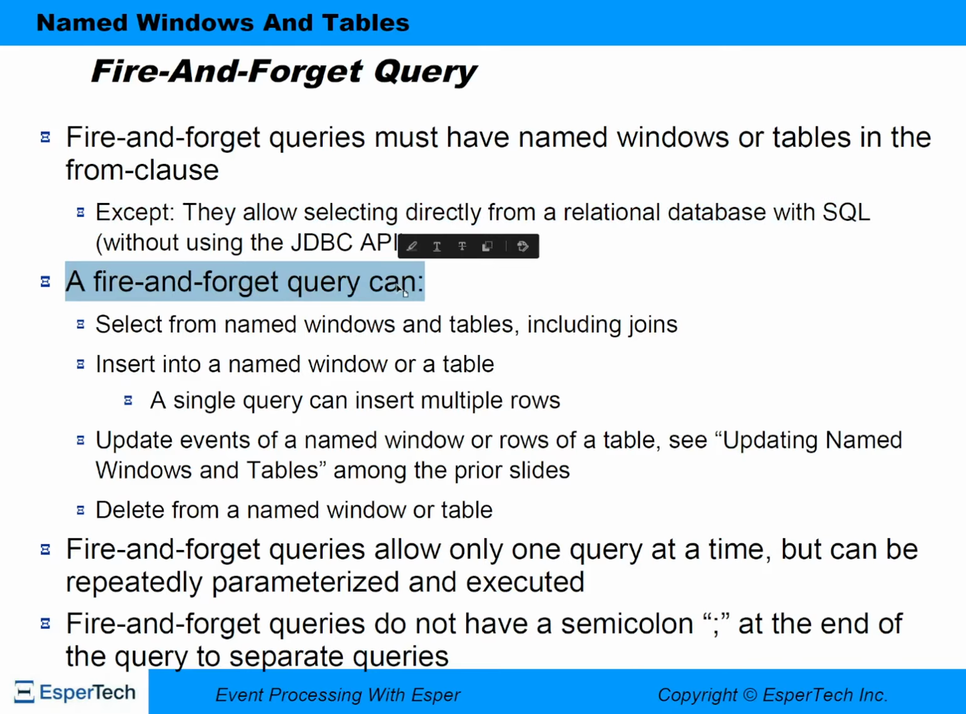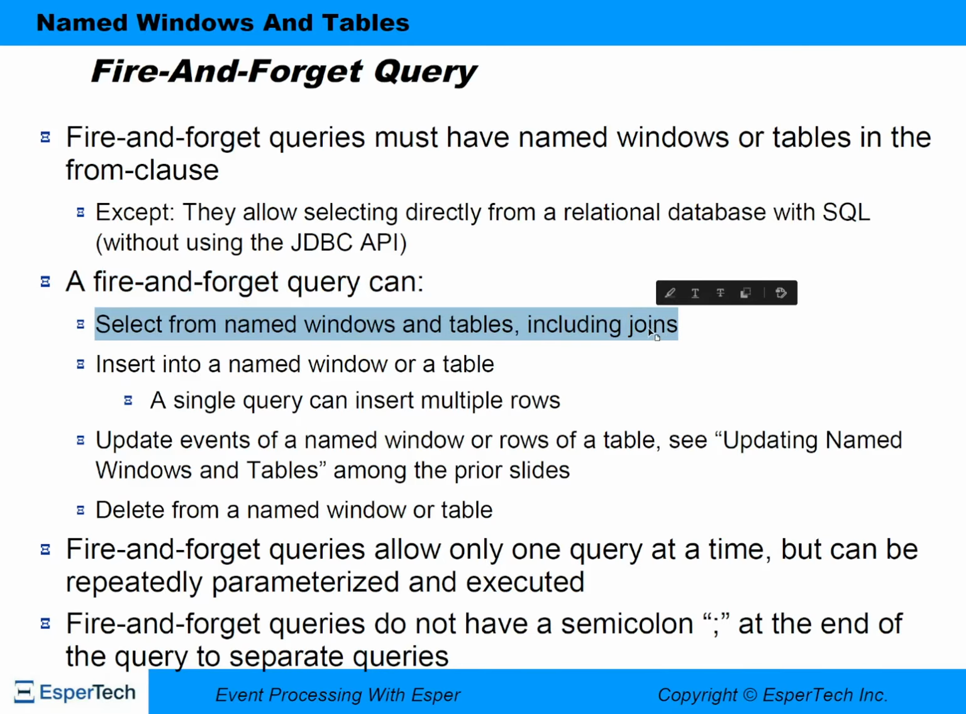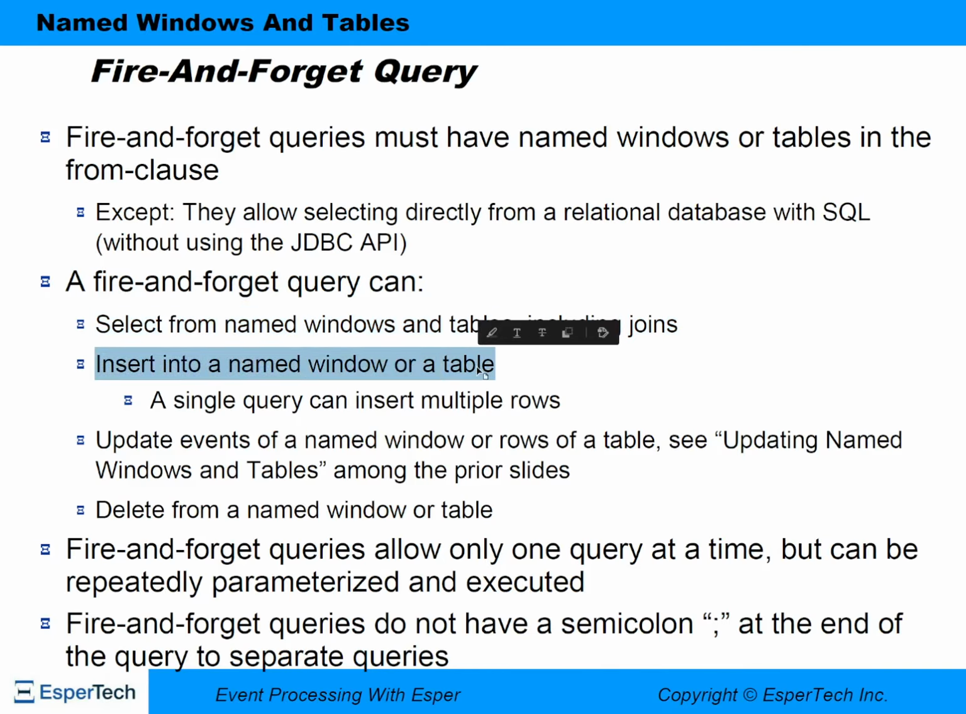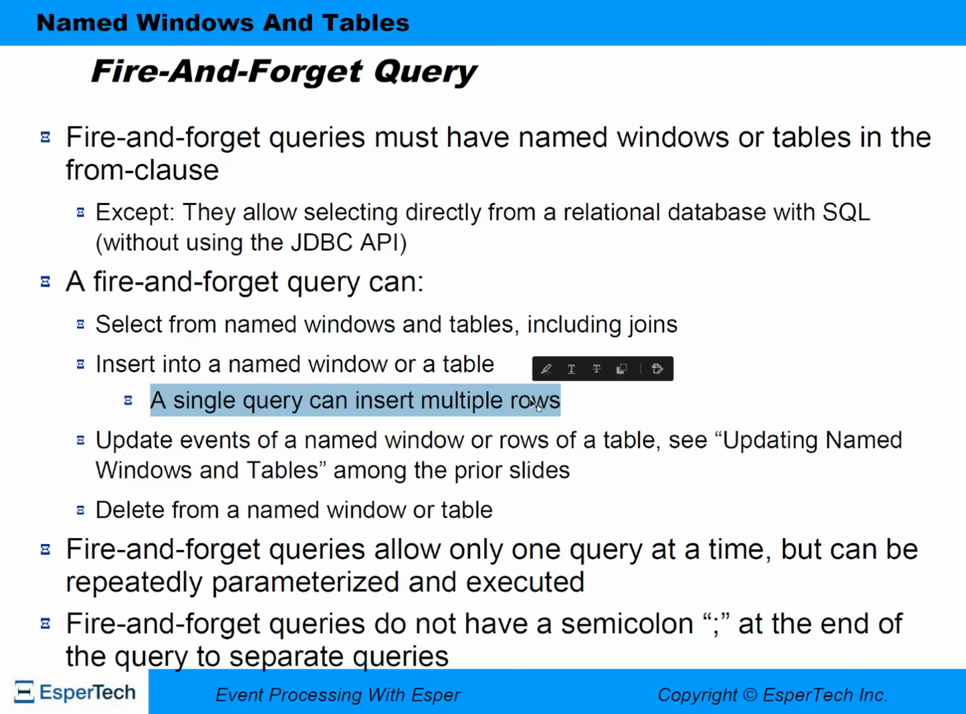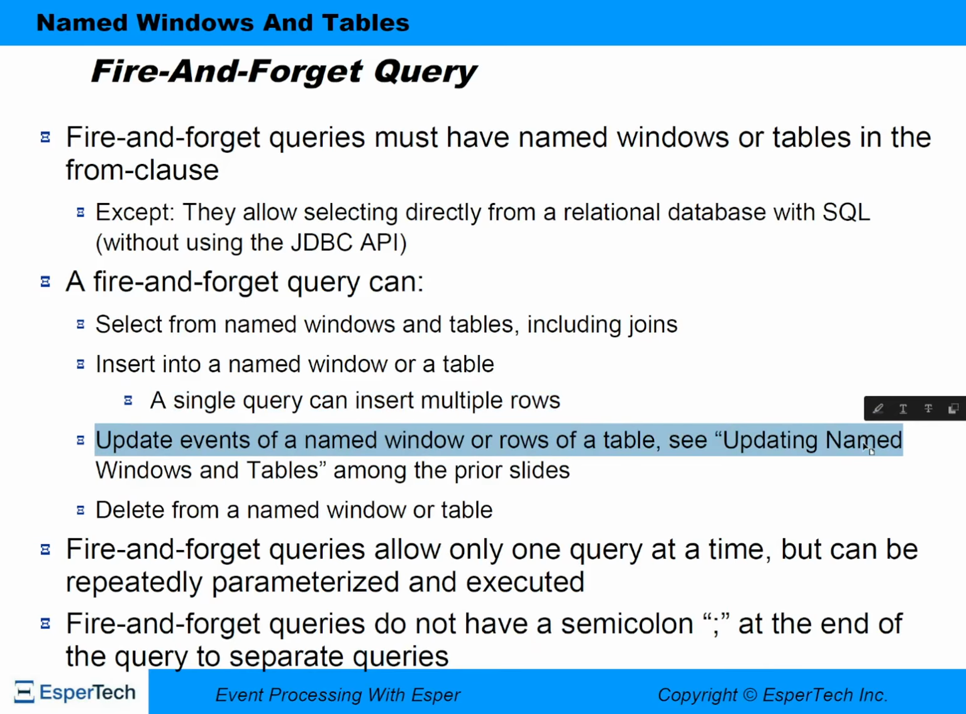A fire-and-forget query can select from named windows and tables, including joins. Insert into a named window or a table. A single query can insert multiple rows. Update events of a named window or rows of a table, see updating named windows and tables among the prior slides. Delete from the named window or table.